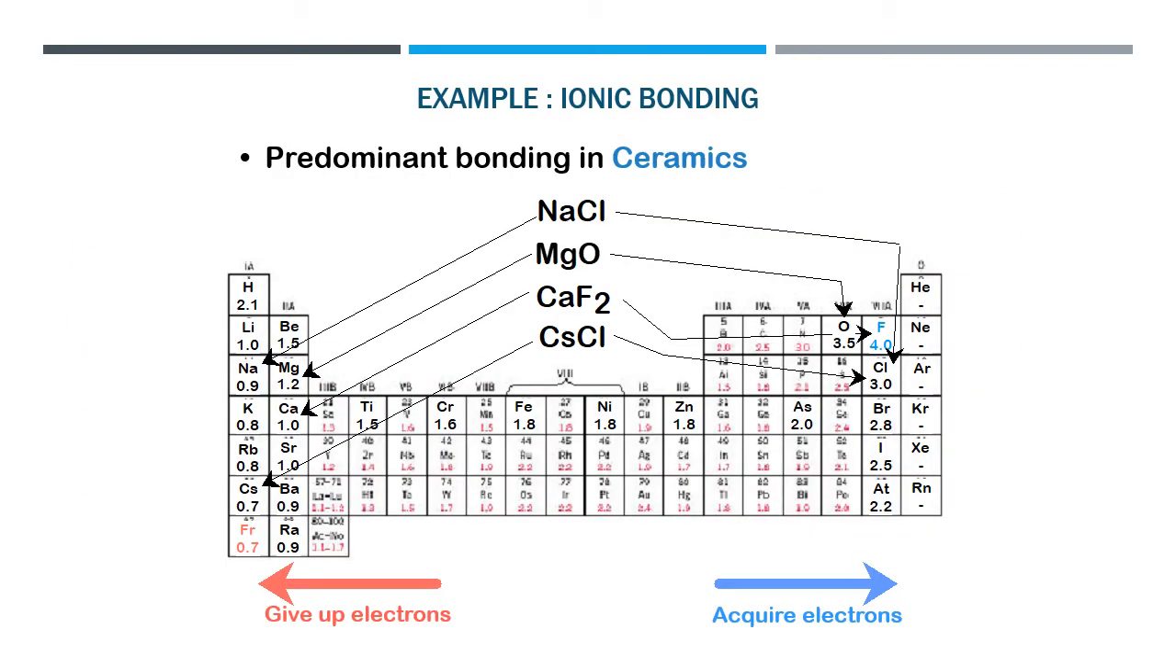These are examples of ionic bonding. As we have mentioned earlier, it could be a combination of metal and non-metal. So to the left, these elements tend to give up electrons, and to the right, these elements tend to take or acquire electrons. Some examples are natrium chloride, magnesium oxide, and others. Ionic bonding is actually the predominant bonding in ceramics. So most ceramic materials exhibit ionic bonding.